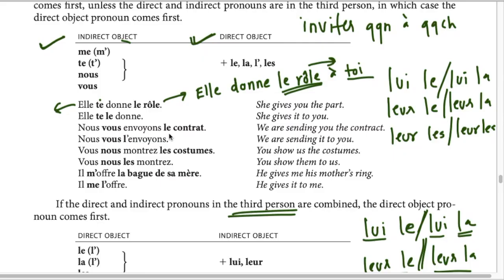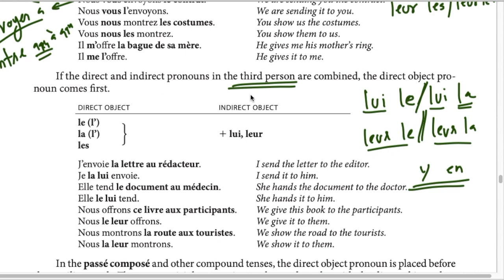Nous vous envoyons le contrat. Sunil, can you tell me the actual sentence without any pronouns? Nous envoyons le contrat à vous. Correct. Nous envoyons le contrat à vous. So this is indirect object pronoun. Now we will also replace the direct object with direct object pronoun. So it will come after the indirect object pronoun. First indirect object pronoun, then direct object pronoun. Nous vous l'envoyons. Simple. Only in the case of third person objects, indirect object pronouns come after the direct object pronoun because we don't like the sound of lui le la. So we do that the other way around.